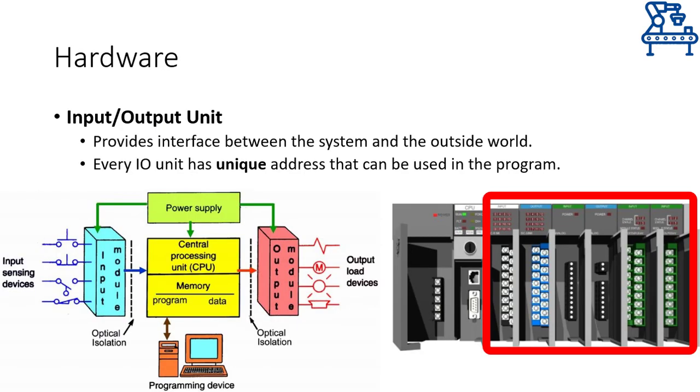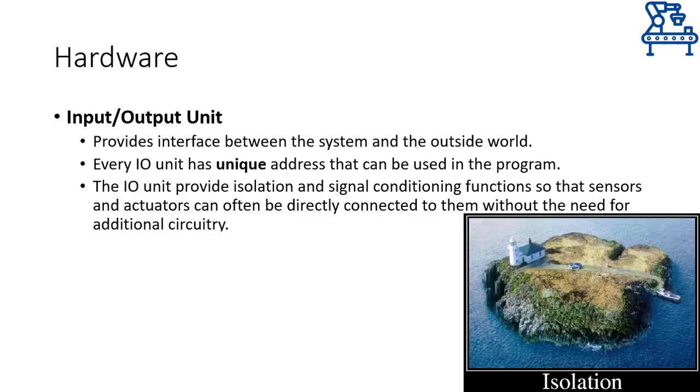Moving to the input-output units, in short I/O units, these units are the gateways for the signals to enter or exit the PLC. Every I/O unit has a unique address that depends on several things that I'll discuss after some time. These unique addresses are used to get information from the input unit and provide control signals to the output unit. Moreover, each I/O unit has built-in isolation and signal conditioning circuitry so that input devices and most of the output devices can be directly attached to the I/O units without the need for any additional hardware.